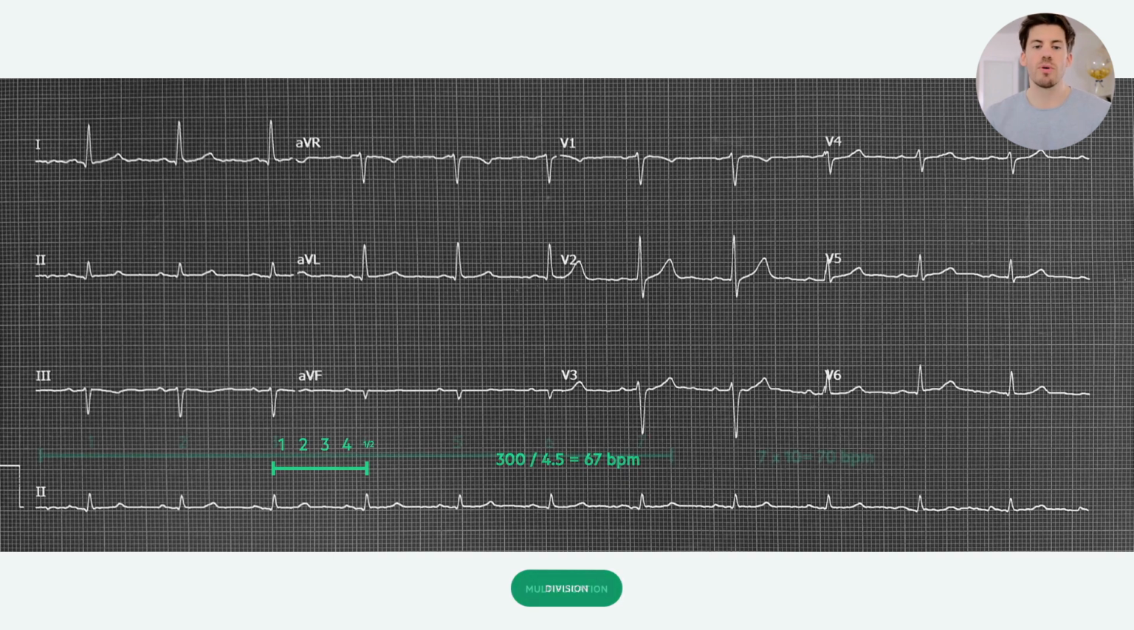The multiplication method is you're taking 30 large squares. How many of these QRS complexes occur within those 30 large squares? So here we've measured out 30. We then counted the QRS complexes, and that's equivalent to 7. We've done 7 times 10, so it's 70 beats per minute, okay? And this is useful for both irregular rhythms and regular. Because in an irregular rhythm, how do you know which R to R complex to use? Because they'll be different. So for irregular, use the multiplication method. If it's regular, you can use the division method. And either one is completely fine to use.